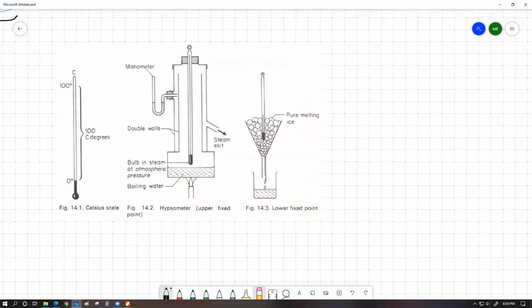So we're going to keep it in the steam, and also we have to make sure that the pressure produced is exactly 1 atmospheric pressure. To observe that pressure variation, we have kept a manometer over here. Do you see that manometer?